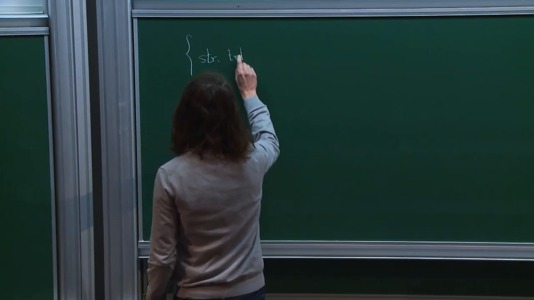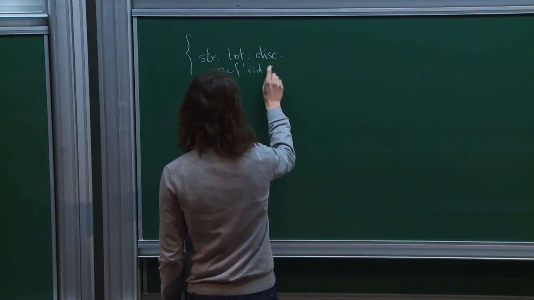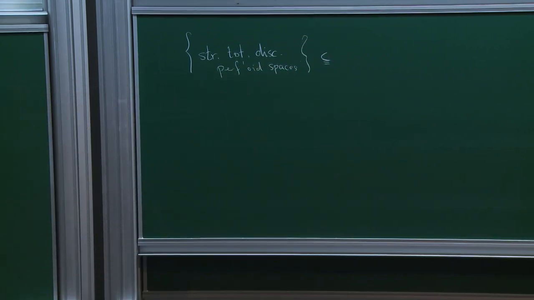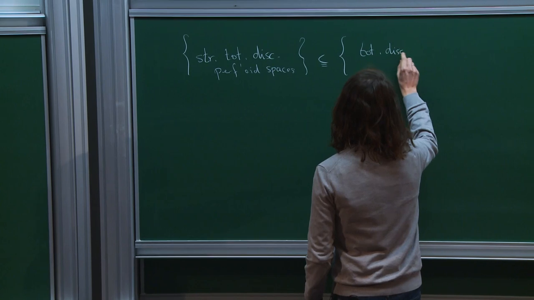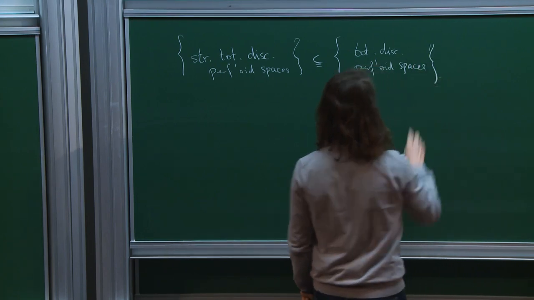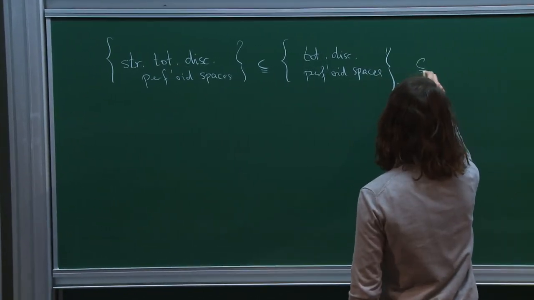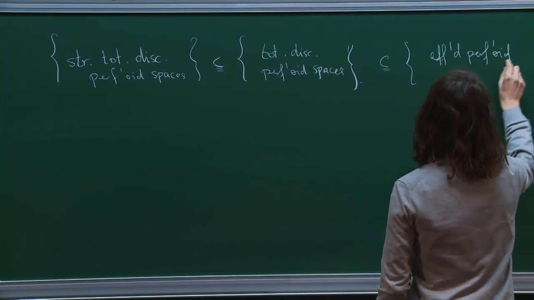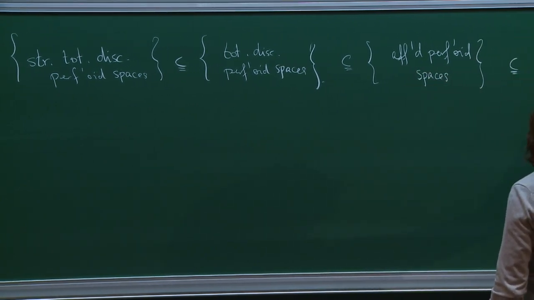So you had this category. One notion that was introduced last time was the category of strictly totally disconnected perfectoid spaces. These were ones which are essentially profinite sets of geometric points. Then you had totally disconnected perfectoid spaces. These were, in some sense, profinite sets of points. Those were all examples of affinoid perfectoid spaces, which, of course, are examples of perfectoid spaces.